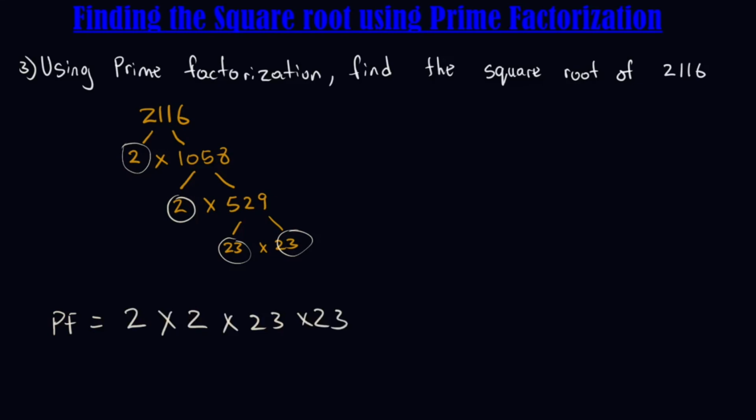The next step is to find the square root of 2116, and we do that by identifying one factor from each pair. So we'll have 2 times 23, which gives us 46. Therefore, the square root of 2116 is 46. So that's it. So that's finding the square root using prime factorization. And remember that you identify pairs and then you select one factor from each pair.